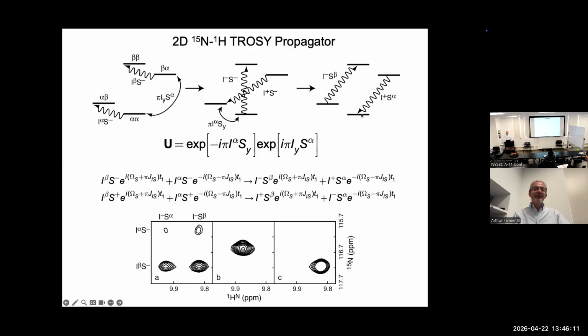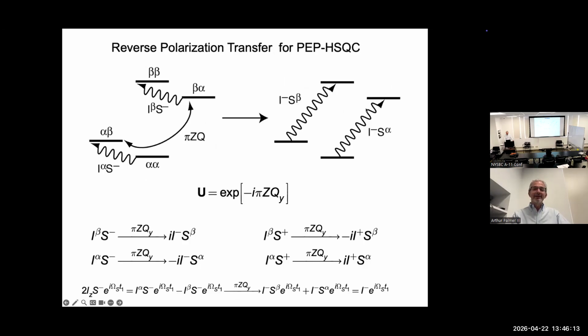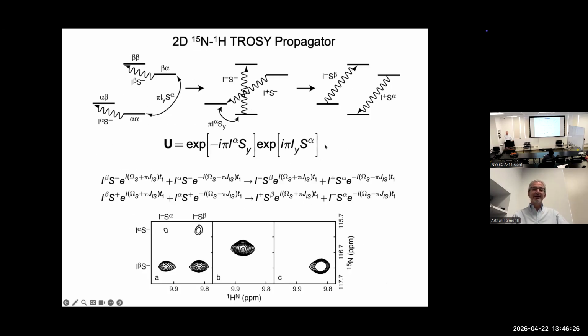And you can see now, if we go back here, both of these coherences have the same sense. They're both lowering coherences. And here, they're now in opposite senses. One of these, here's I plus S alpha, that's one member of the doublet. Here's I minus S beta, the other member of the doublet. One of these is broad and the other one is narrow because of the TROSY effect.